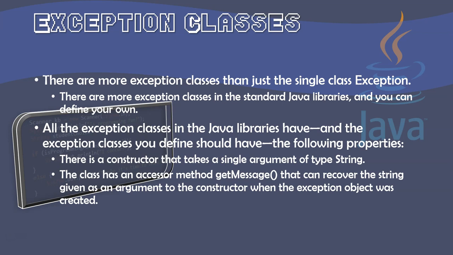Now, all the exception classes that exist within the Java libraries have, and the exception classes that we define should have, the following properties. First off, we're going to need a constructor that takes a single argument of type String, and the class has an accessor method called getMessage that can recover the string given as an argument to that constructor when the exception object was created.